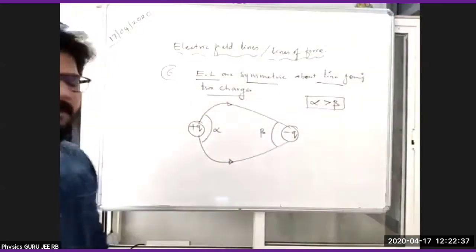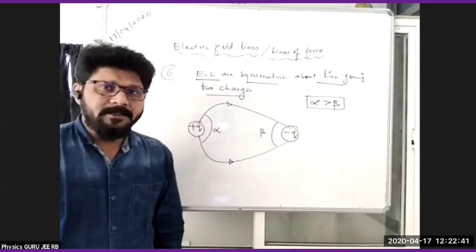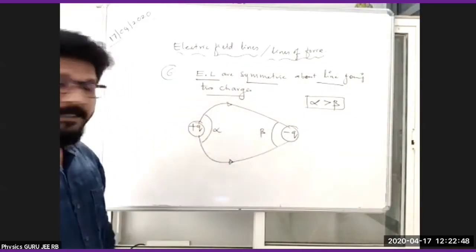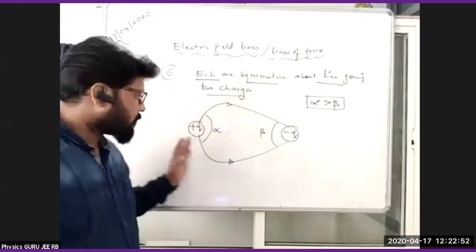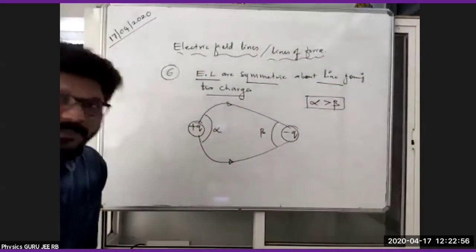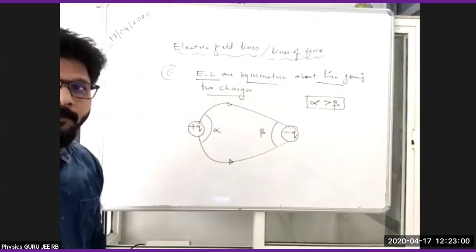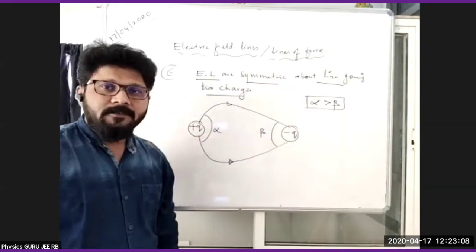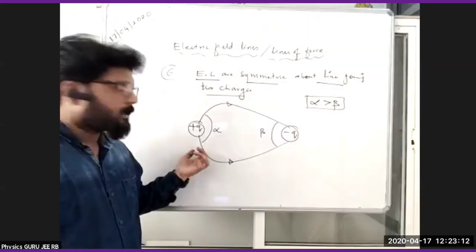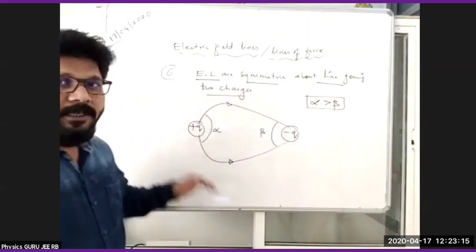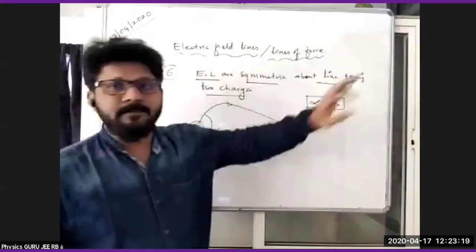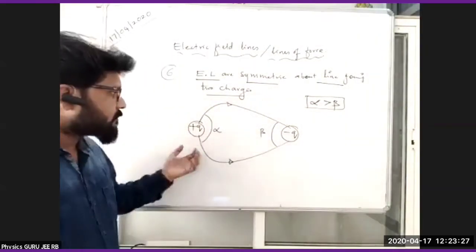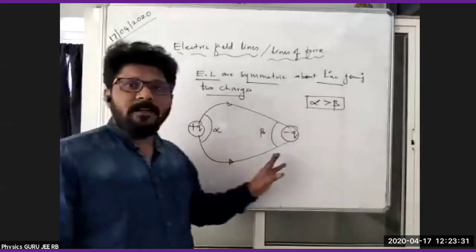Now one more question I would like to ask here. Based on this diagram, which will have more number of lines, the positive charge or the negative charge? If you understand the symmetry about the line joining, then you will get an idea. That information is given by this statement: electric lines are symmetric about the line joining 2 charges. By seeing alpha and beta, alpha is greater than beta.